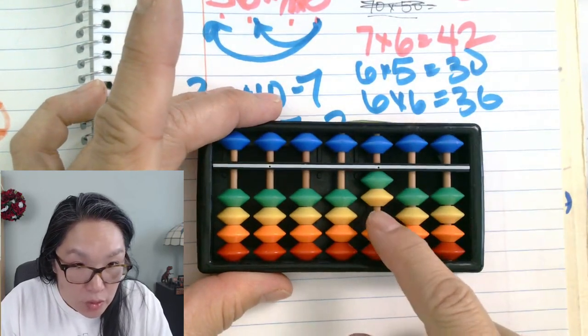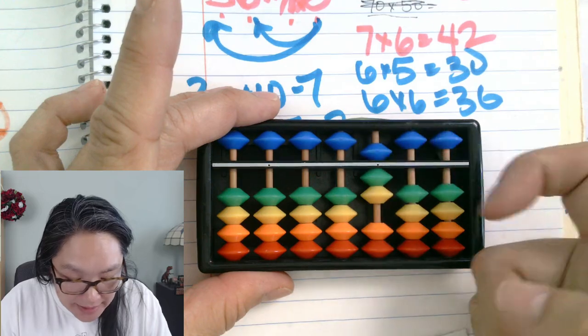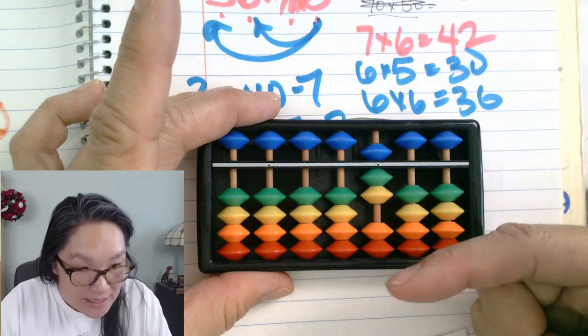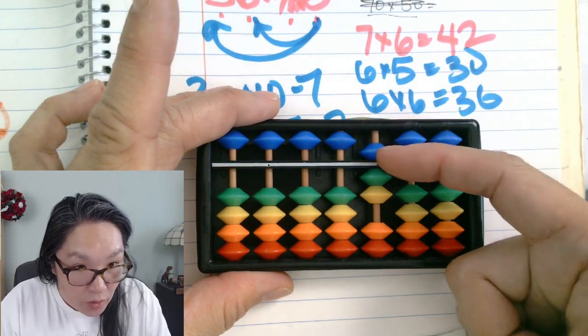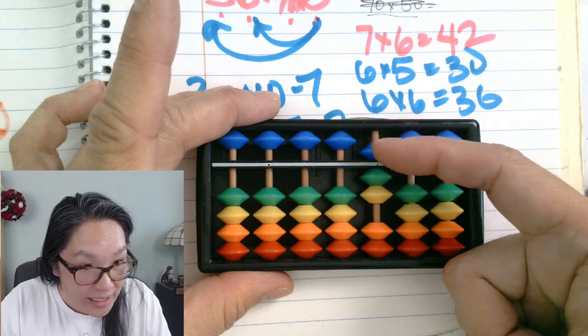So when I have 2 and I want to add 5, I just need to bring it down. When I remove 5, when I subtract the 5, I need to move it up. So anytime it's away from the bar or coming to the bar is whether I add it or I've subtracted.